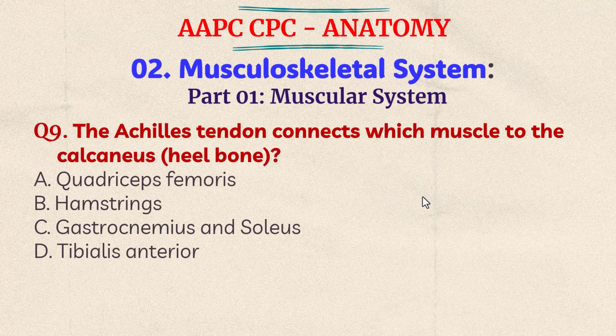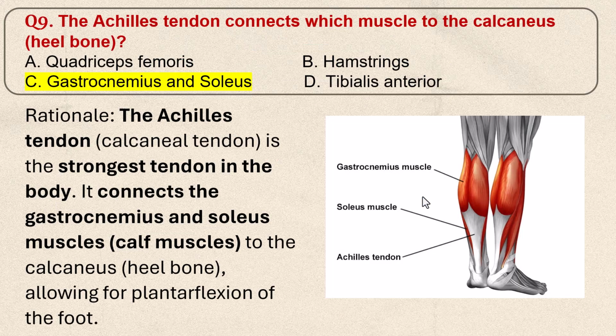Question number 9. The Achilles tendon connects which muscle to the calcaneus, that is the heel bone? A. Quadriceps femoris, B. Hamstrings, C. Gastrocnemius and soleus, D. Tibialis anterior. Please pause the video and think of the answer. The correct answer is gastrocnemius and soleus.